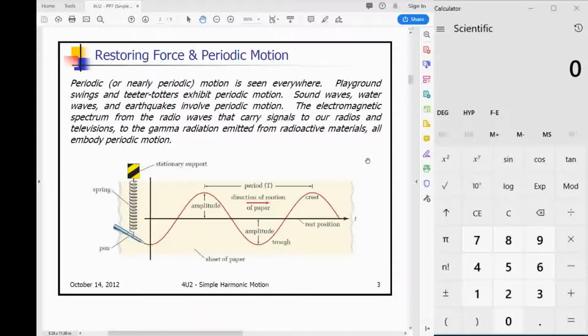Periodic or nearly periodic motion is seen everywhere. They give some examples here of where you would see it. What's interesting is we've been talking about this with springs, but simple harmonic motion occurs quite regularly in other applications. One of them is in electrical engineering and electronics design. You may know that in digital electronics, 0 volts often represents an input of 0, and 1 volt or 5 volts often represents an input of 1 in a binary coded system.